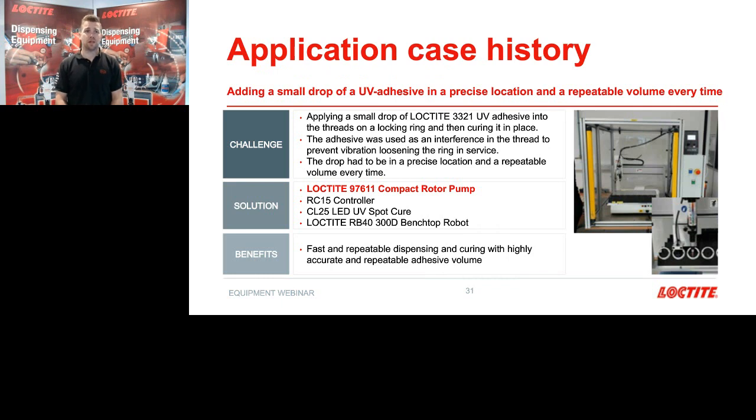Another case history here then. For this particular application, we needed to apply a very small drop of a Loctite UV adhesive. And we had to apply it into the threads on a locking ring. It was really important for this application that not only was the drop size repeatable, but it was also in exactly the same place on every ring. So we again used a robot for the placement reason. We used a volumetric pump to make sure that the deposit was accurate.